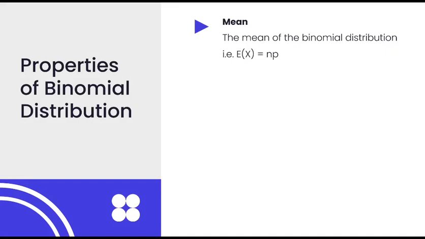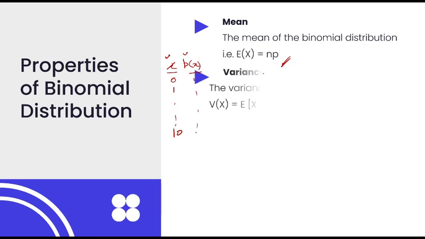Now let us look at the properties of the binomial distribution. The first property is that the binomial distribution has a mean of np. That means if we take the data from a binomial experiment, with values of x starting from 0, 1 up to 10, and the corresponding probabilities arranged in tabular form, and then calculate the mean, that mean can be computed as n and p multiplied, the number of observations times the probability of success.